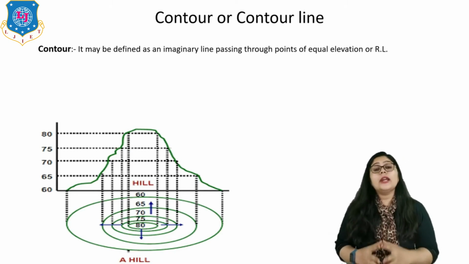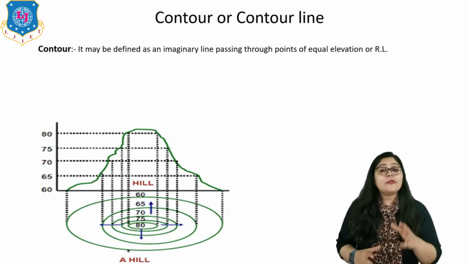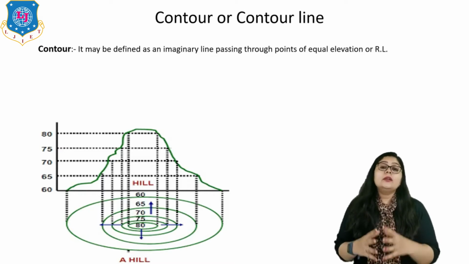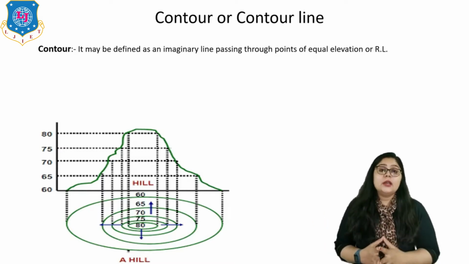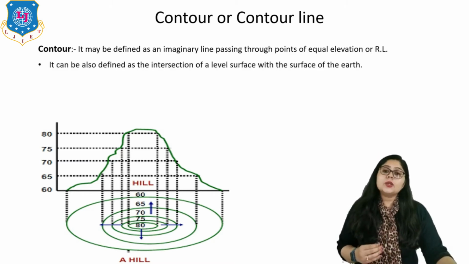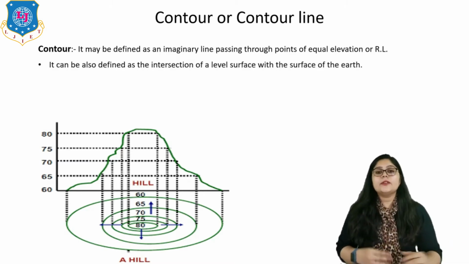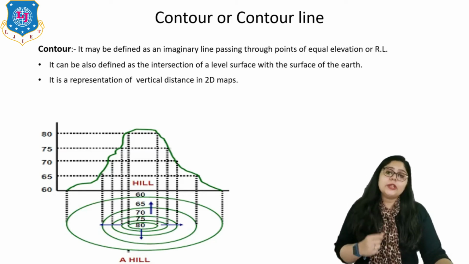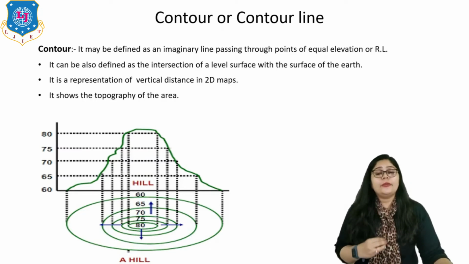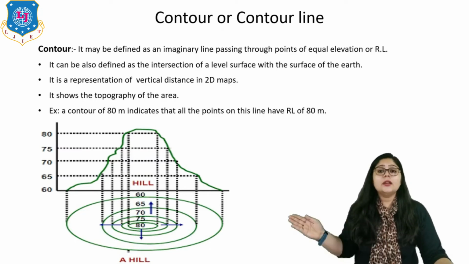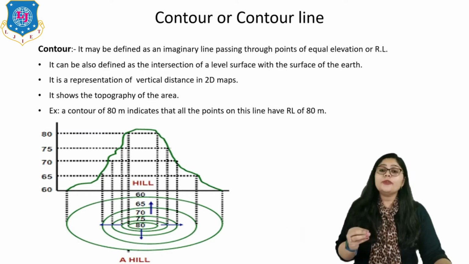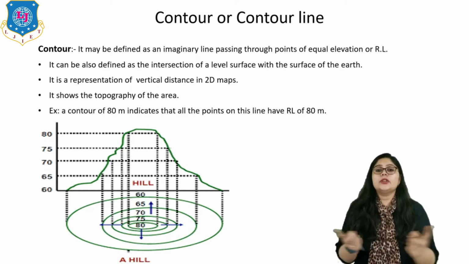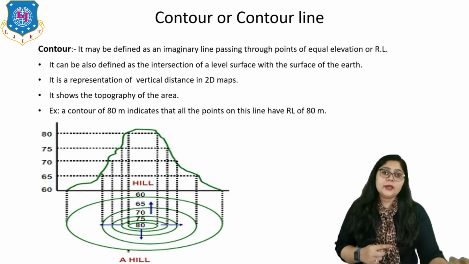And now you know that a contour map or contour survey is very useful to decide the topographical condition, whether it is okay or not for the civil engineering work, right? So I can say it can also be defined as the intersection of a level surface with the surface of the earth, right? It is a representation of vertical distance in 2D maps, and it shows the topography of the area, as I said. Here the example says that a contour of 80 meter indicates that all the points on the line have an RL of 80 meter, right?